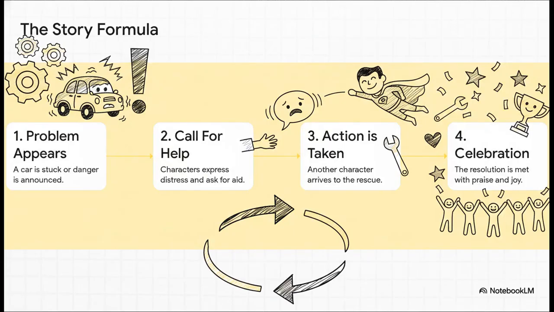So this is the formula in action, and you can totally see why it works. It's this comforting, predictable cycle. Step 1, a problem appears, but don't worry because step 2 is a call for help. And then help is always on the way. A rescue is always made. Success is always celebrated. Think about it. For a toddler who's just learning how the world works, this simple loop of danger, then safety, it's magnetic.